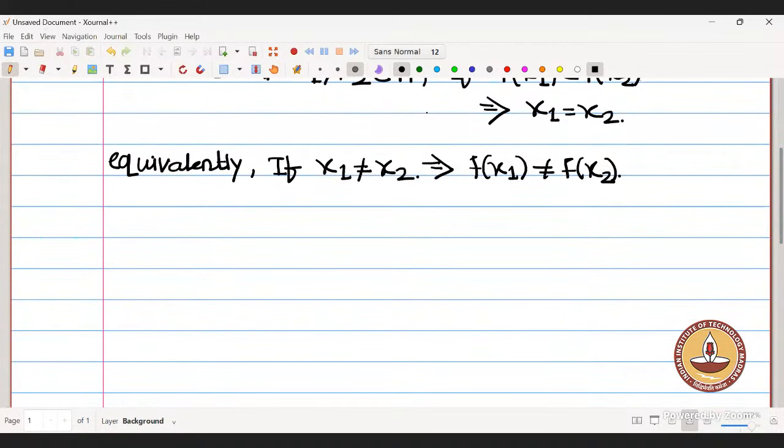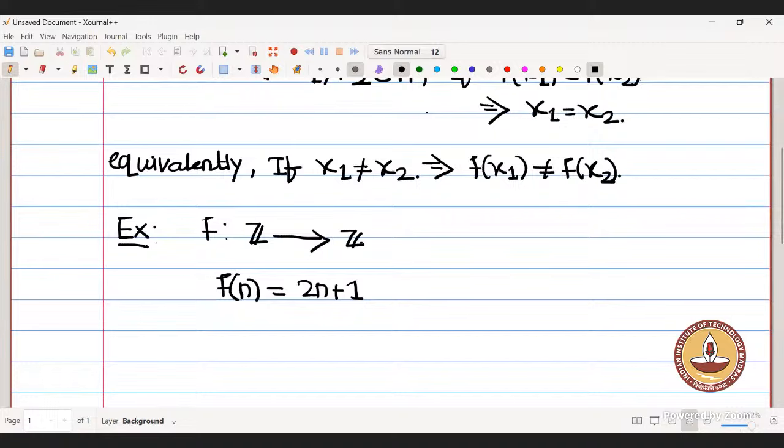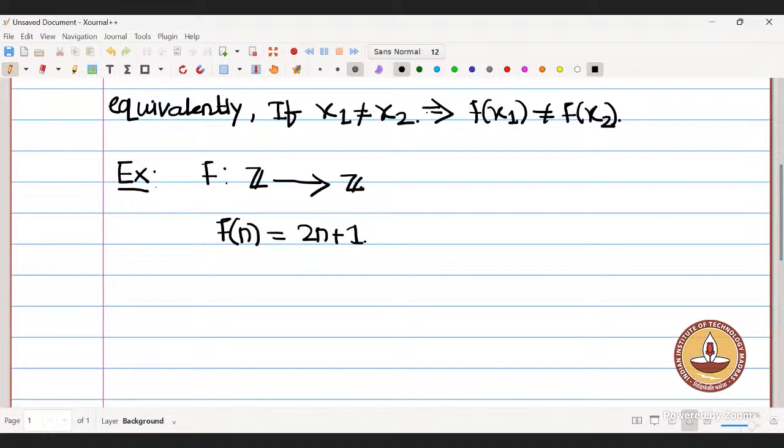So let's say you consider this map. It's a map from the set of all integers to the set of all integers. And what is the definition of this map? f takes n to 2n plus 1. Any idea how to check whether this map is injective or not? Yes, sir. It is a linear function. So how can we check that?